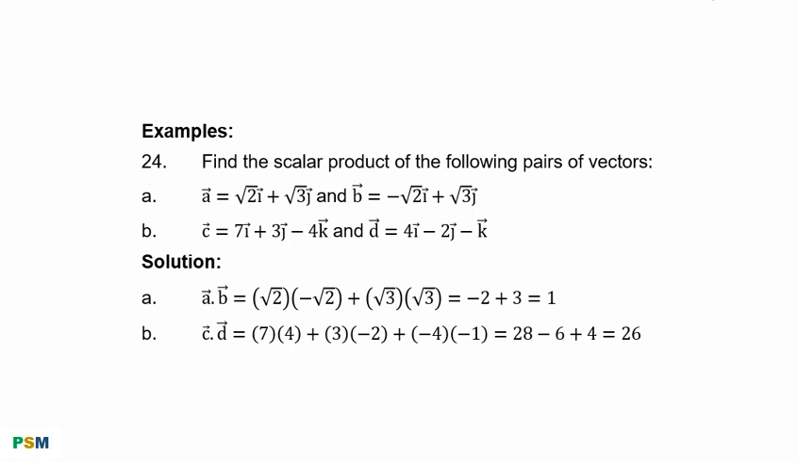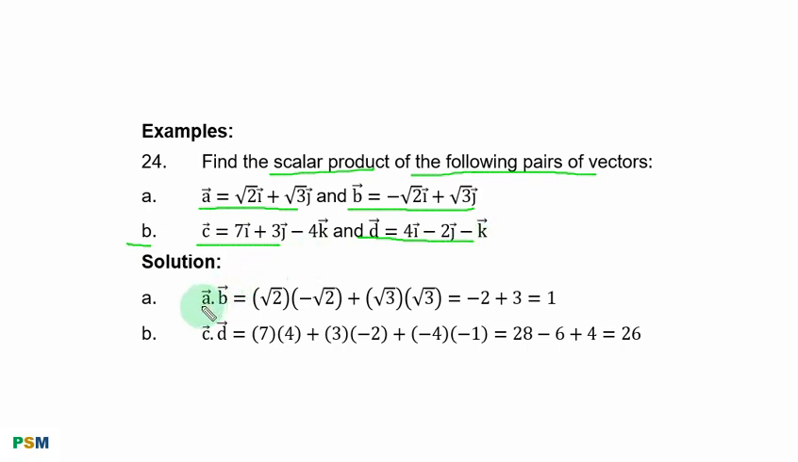Example 24. Find the scalar product of the following pairs of vectors. A, you have vector A and vector B. B part of it, you have vector C and vector D.